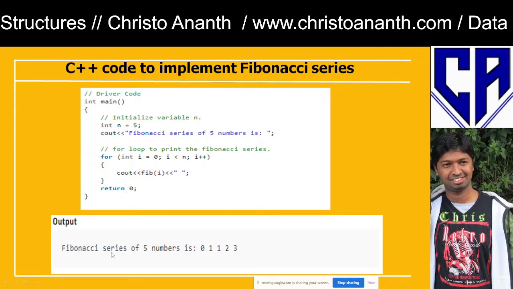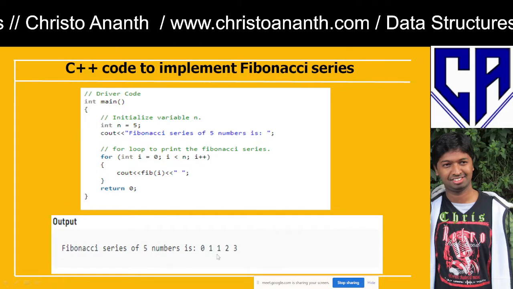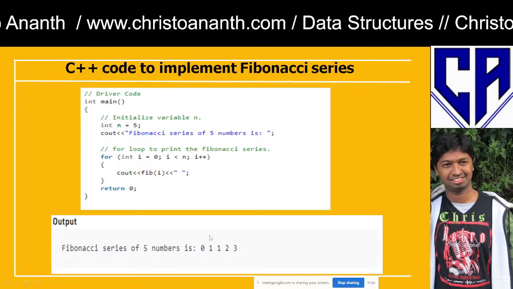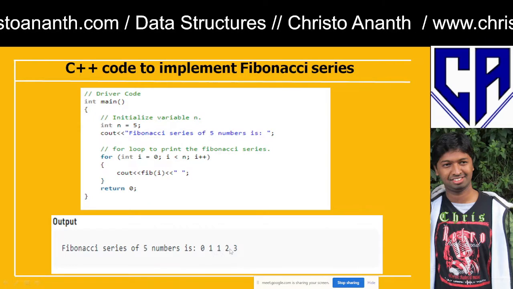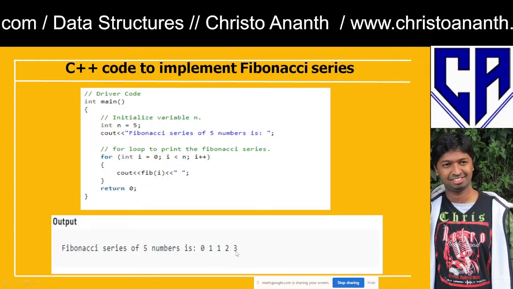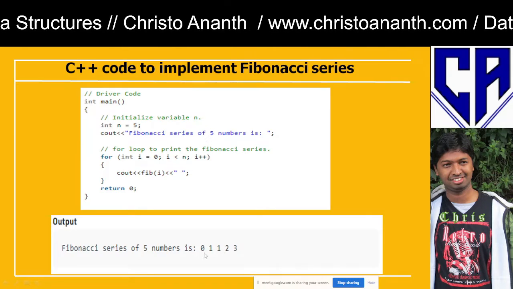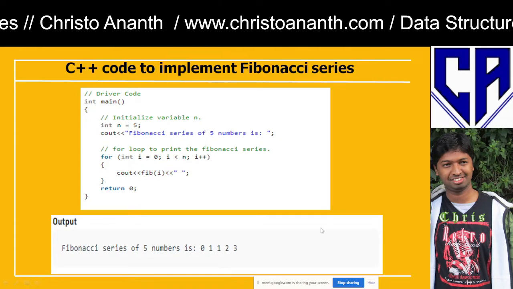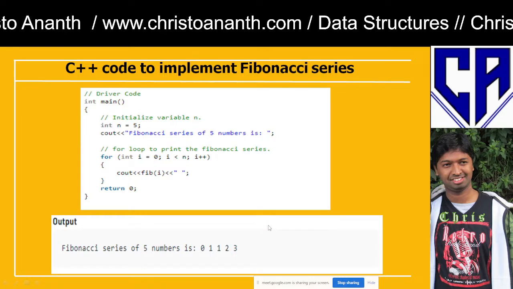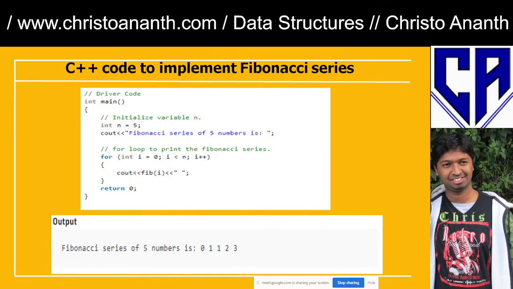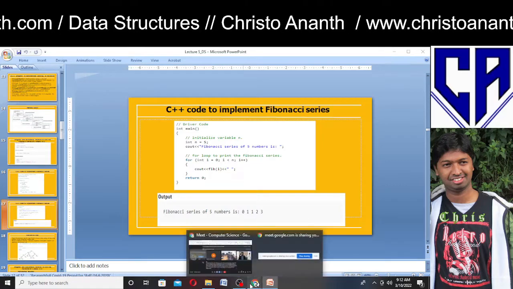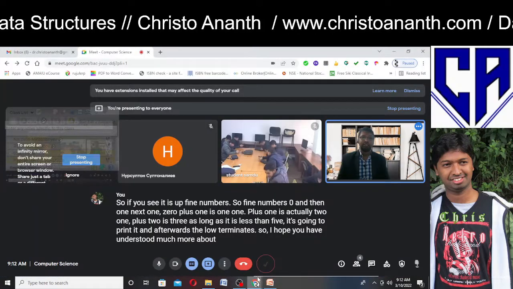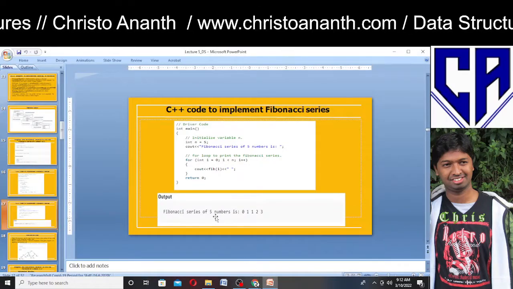So the Fibonacci series of 5 numbers is 0 and then 1. The next one, 0 plus 1 is 1, 1 plus 1 is 2, 1 plus 2 is 3. As long as it is less than 5, it is going to print it, and afterwards the loop terminates. I hope you have understood much more about the Fibonacci series for n less than 2.